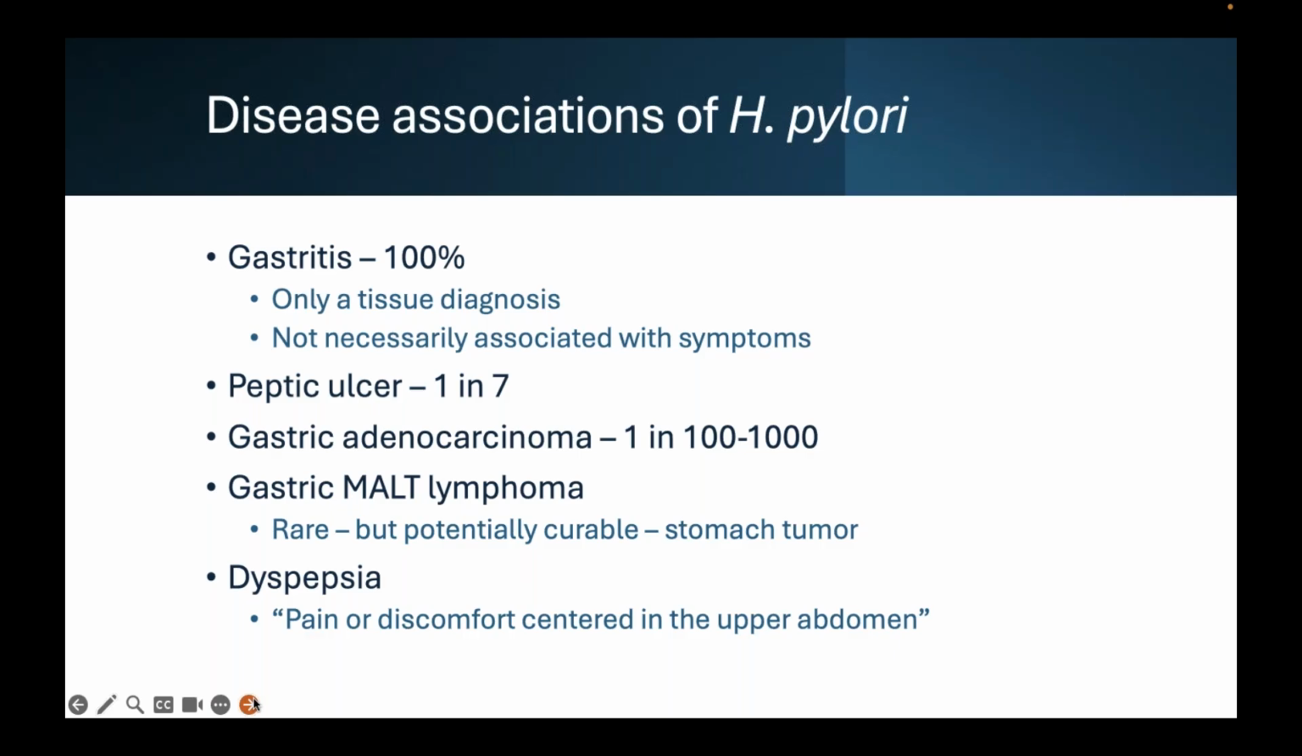About 1 in 7 people infected by H. pylori will develop a peptic ulcer. And then even rarer is the development of gastric cancer or adenocarcinoma, which occurs in about 1 in 100 infected individuals. So you can see that gastric cancer is a rather rare outcome following H. pylori infection, but seeing that 5 billion people on the planet approximately are infected with H. pylori, you can see that there is a lot of gastric cancer. And in fact, gastric cancer is one of the most common causes of cancer mortality throughout the world.